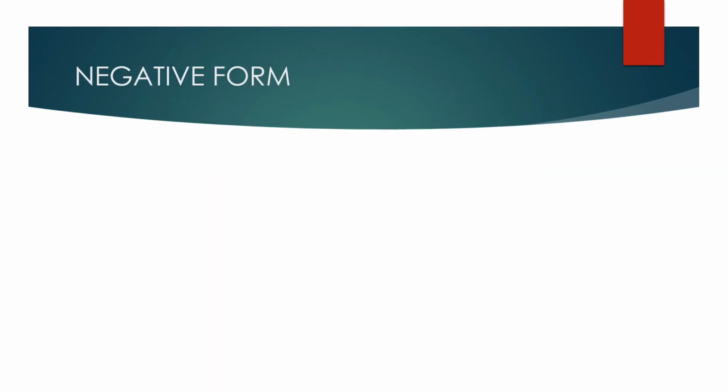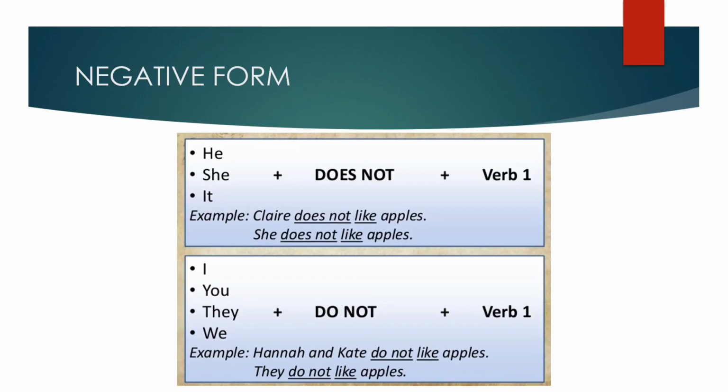Now, let's look at the negative form. For subject pronoun he, she, and it, we use does not. And we add the verb. So the verb here is in original form. For example, Claire does not like apple. We don't make any changes for the word like here. Like is the verb. Another example is she does not like apple.